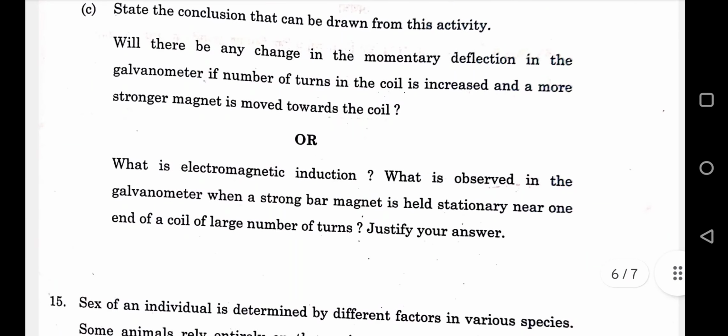Or question: What is electromagnetic induction? What is observed in the galvanometer when a strong bar magnet is held stationary near one end of a coil of a large number of turns? Justify your answer. Again you write electromagnetic induction: current is induced when the magnetic flux is changed. Here, the magnet is stationary and the coil is also stationary, so there is no current, and therefore no deflection in the galvanometer.